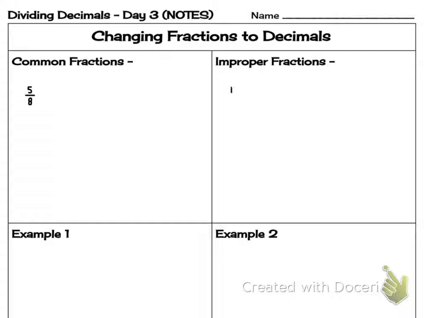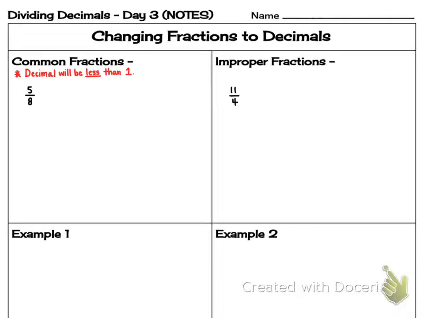For example, 11/4. Let's start with common fractions and talk about what the answer will be like and how we do this. When changing common fractions to decimals, you need to understand that your decimal will always be less than 1.